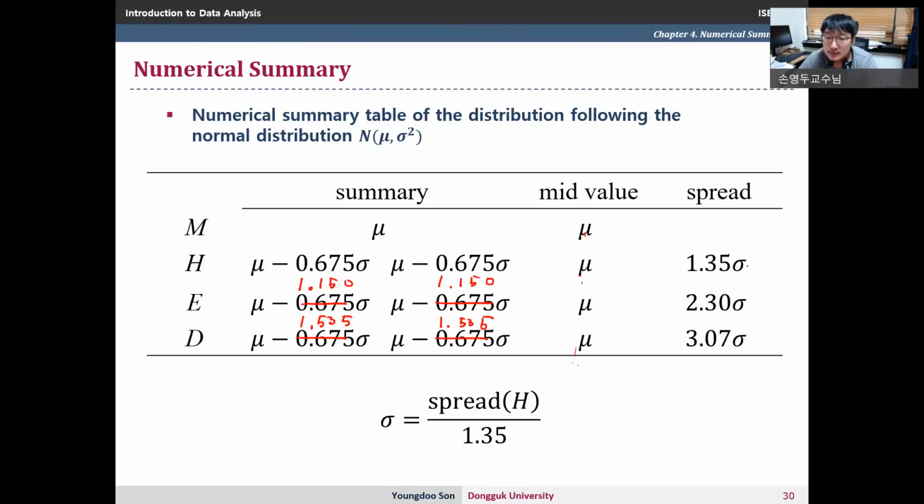And for the normal distribution, the spread for H is 1.35 sigma, the spread for E is 2.3 sigma, and the spread for D is 3.07 sigma. So we can easily find that if the sigma is large, the spread of the normal distribution becomes large. However, we need to define the kurtosis as the speed of changing the spread.